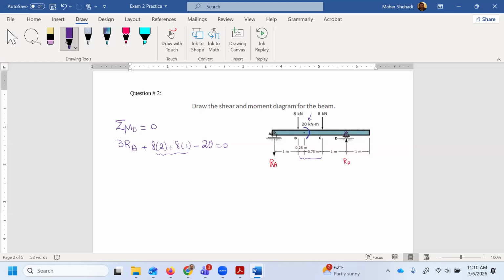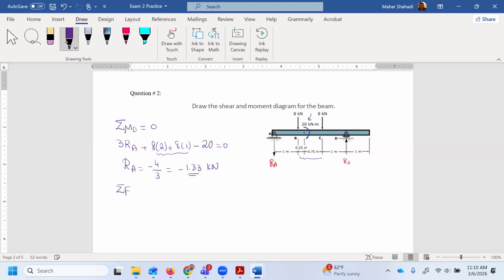It's not 45. It's 20 minus 24, so that would be minus 4 only. Therefore, RA is minus 4 divided by 3, or minus 1.33 kilonewton. Those roundings are going to create some difference at the end when we try to close the shear diagram, because this should be 1.3333 or 1.334. So if you round it down to 1.33, when you do RA, make sure it closes to the exact decimal point. Otherwise, you're going to have that small difference, which is not a big deal.